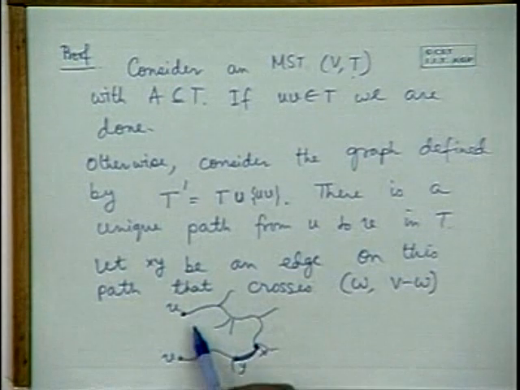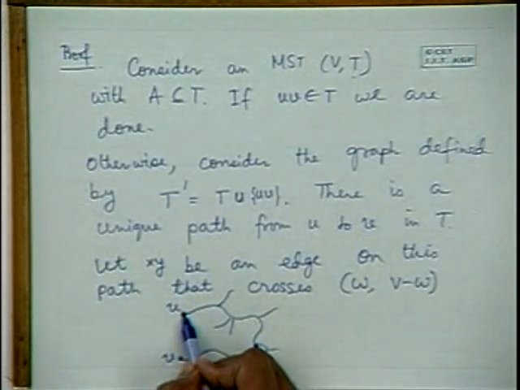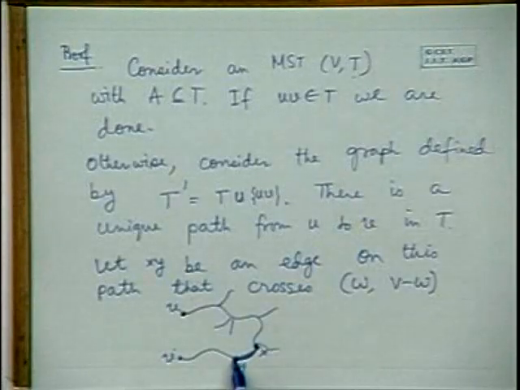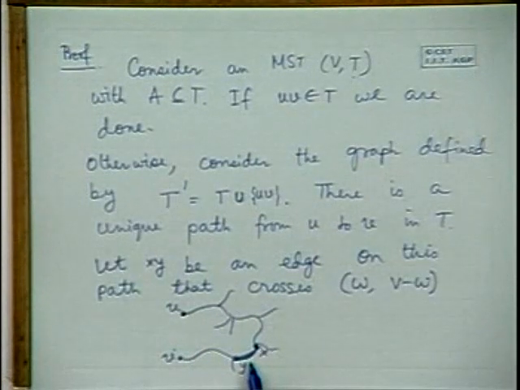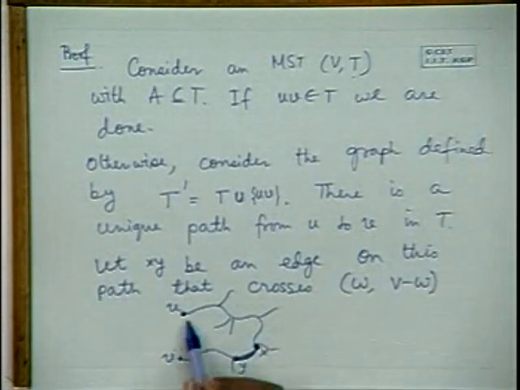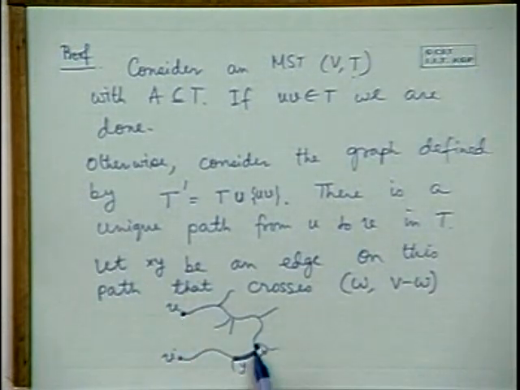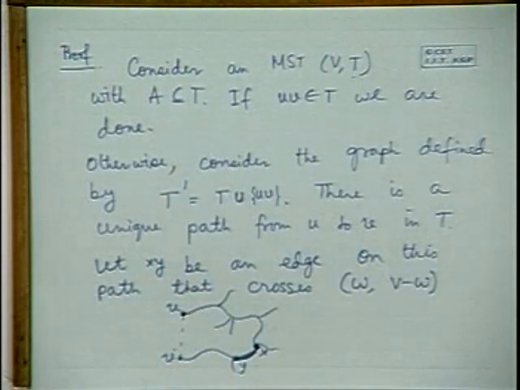Because why should it be? Because U belongs to one part of the cut, one part of the partition given by the cut, and V belongs to another one. So it must be the case that there is another edge like this on the spanning tree. So let XY be that edge. Now you have already seen that XY also crosses the cut, UV also crosses the cut.